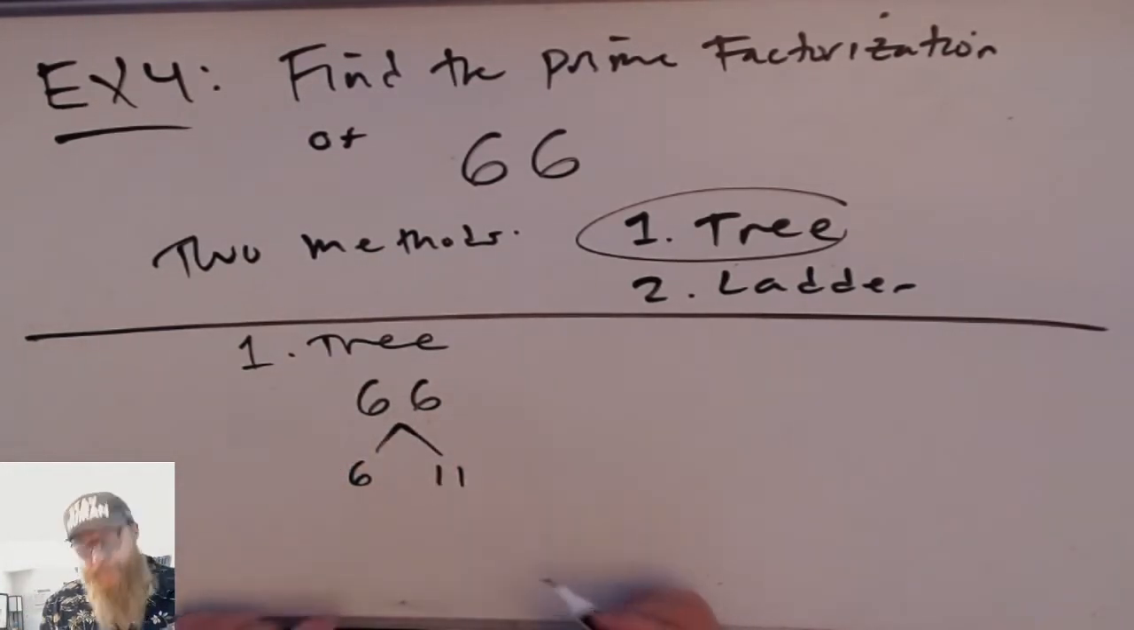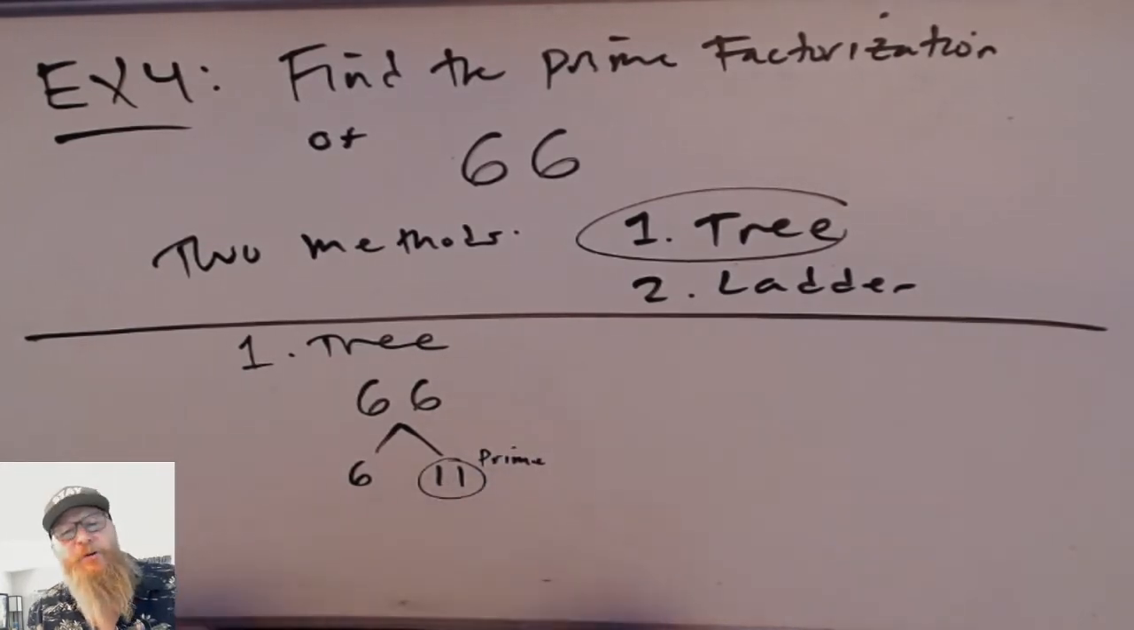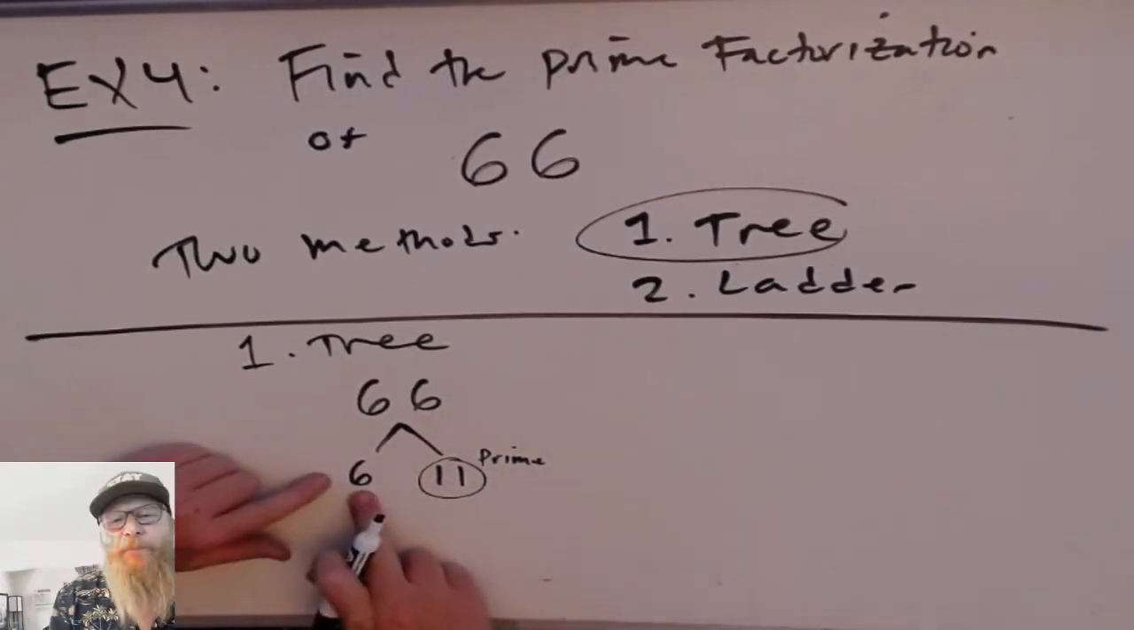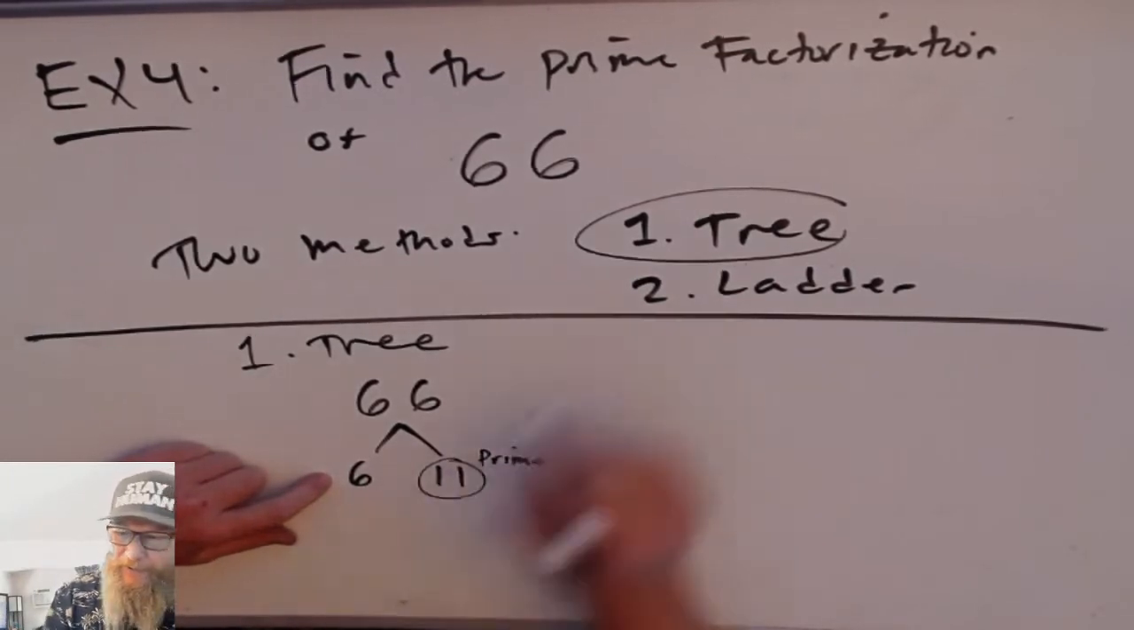So 6 times 11. 11's already prime. All right, if it's prime, circle it. If it's not prime, do not circle it. That's not prime. All right, prime factorization.